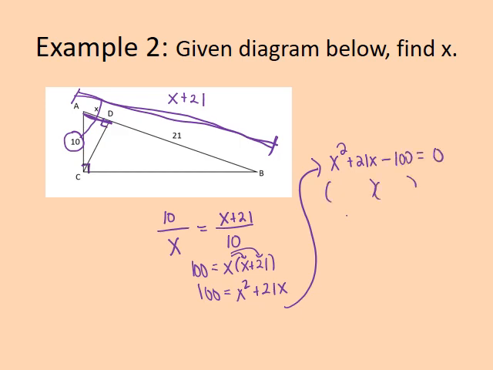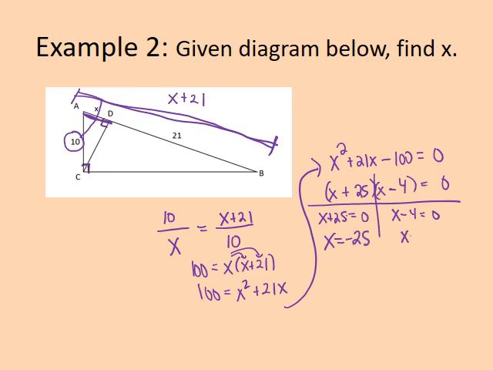So I'm going to factor this. So we have x and x, and the factors are 25 and 4, and we have positive 25 and negative 4. So now we're going to tee it up. We have x plus 25 equals 0, and x minus 4 equals 0. So x equals negative 25, and x equals 4.